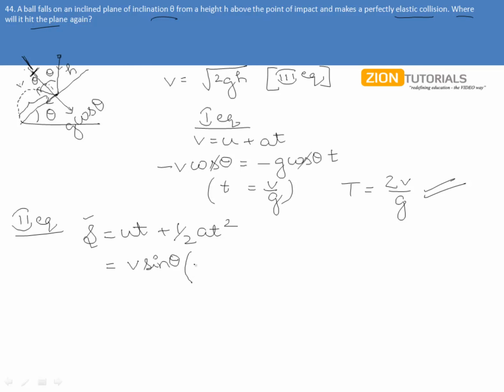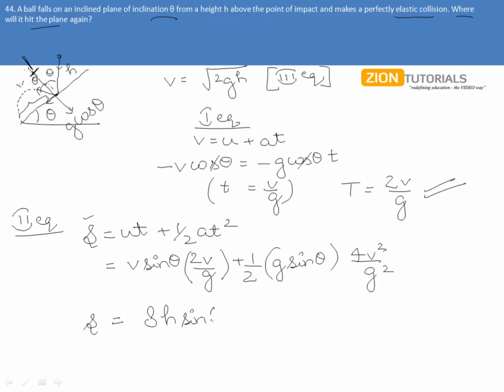The time will be 2v by g, that is the time of flight, plus half the acceleration being g sine theta, and the t square, which will be 4v square by g square, giving me the displacement s to be 8h sine theta. So this is basically the answer for this question.